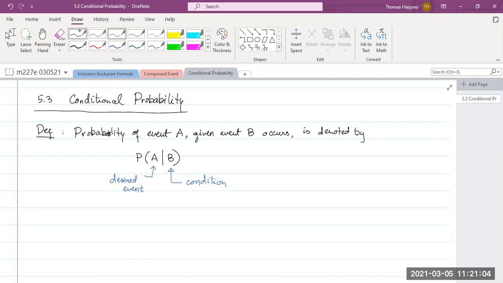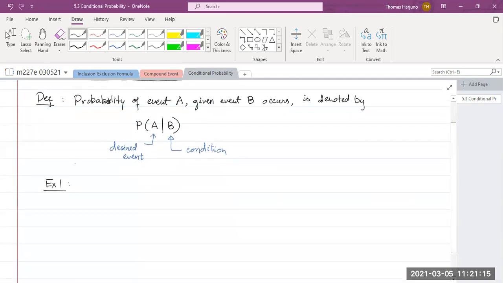Okay, now an example. I hope this one is still a bit abstract, but I think if you can imagine it, that will be great. Suppose we select one card from a deck of 52 cards. Now, what is the probability that it is a king?